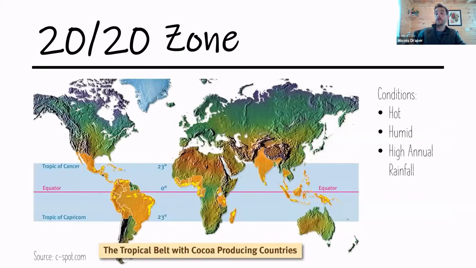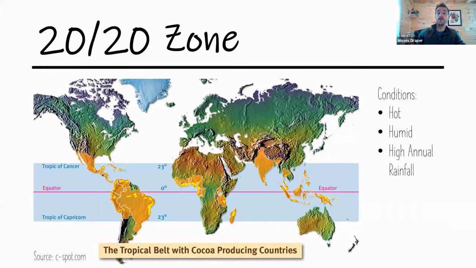All right, so to start off with, cacao, Theobroma cacao, the tree, the plant, grows in what's known as the 20/20 zone. The 20/20 zone is roughly 20 degrees north and south of the equator. That region has the conditions necessary for cacao production. It's hot, it has high humidity, and it gets high annual rainfall.